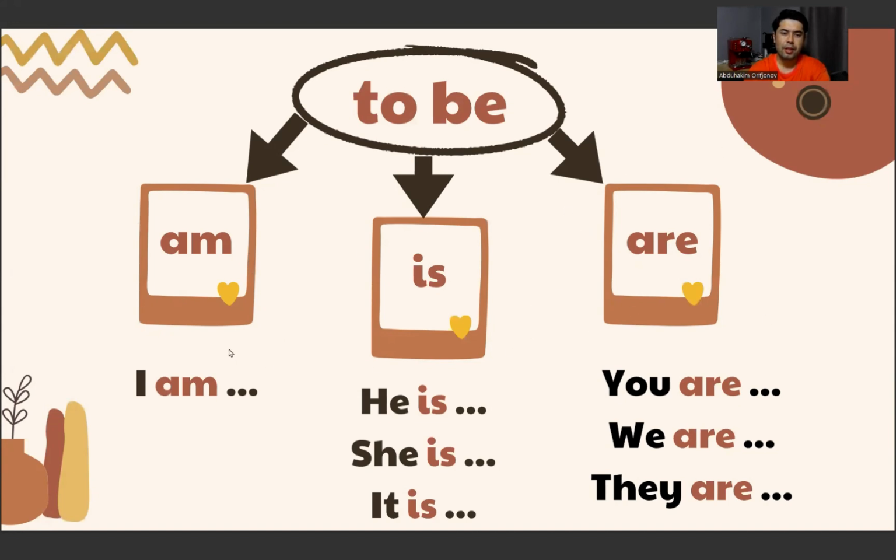Well, to be has three forms in present: am, is, are. And we use them in this structure with subjects: I am, he is, she is, it is, you are, we are, they are.